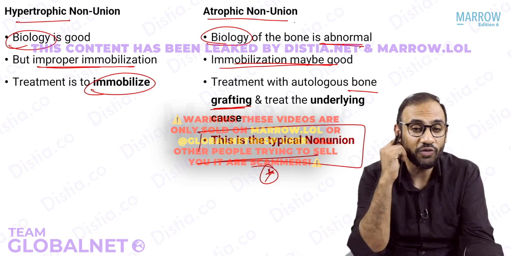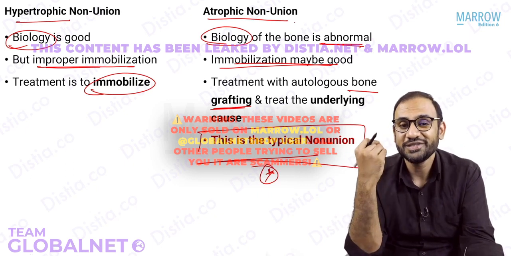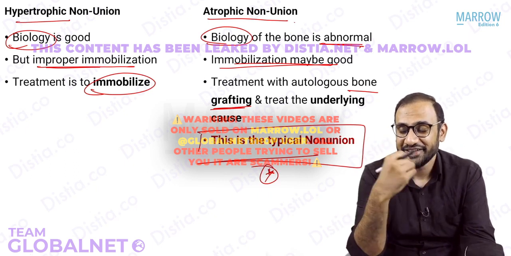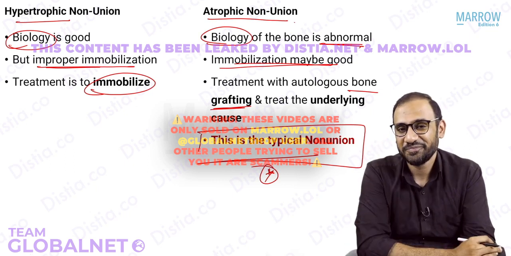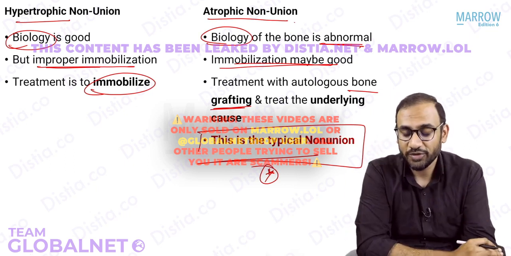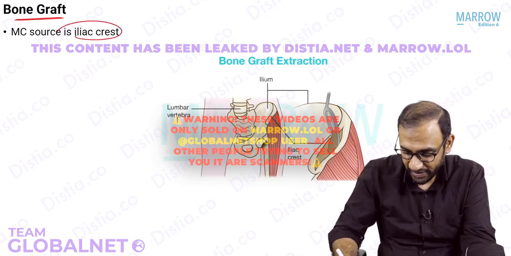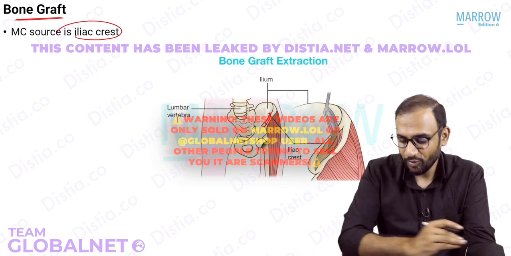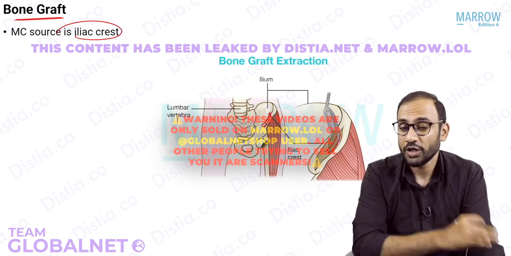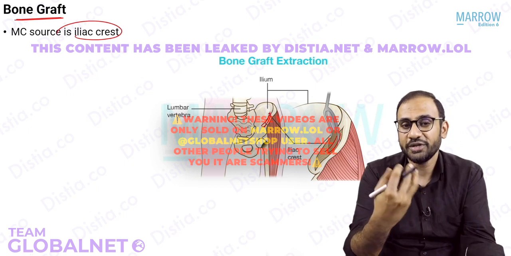That is the thing. So for all intents and purposes, this is the typical non-union that we are talking about. Why bone grafting? How will bone grafting help stimulate the fracture healing? Beautiful question. Let's discuss that. Now, where do you harvest this bone graft from? The most common source of harvesting the bone graft is the iliac crest. You make a hole in the iliac crest, remove the bone from it and put it at the fracture site. Now this bone graft is autologous, it comes from the same individual.